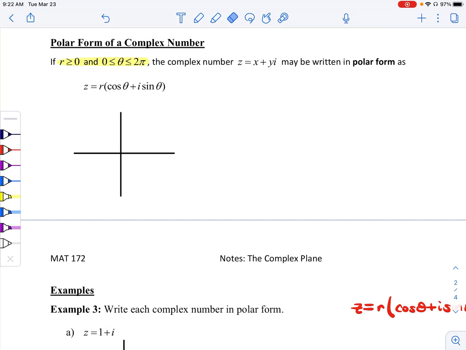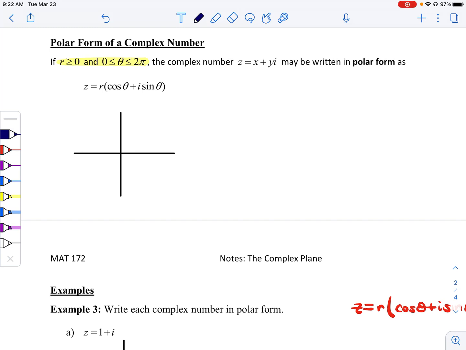Okay, so now that we've looked a little bit at our complex numbers and graphing them in the complex plane, the next thing we're going to look at is the polar form of a complex number. This basically just uses what we've already learned about polar coordinates and applies it now to complex numbers. So let me just remind you for a minute about our polar coordinates.